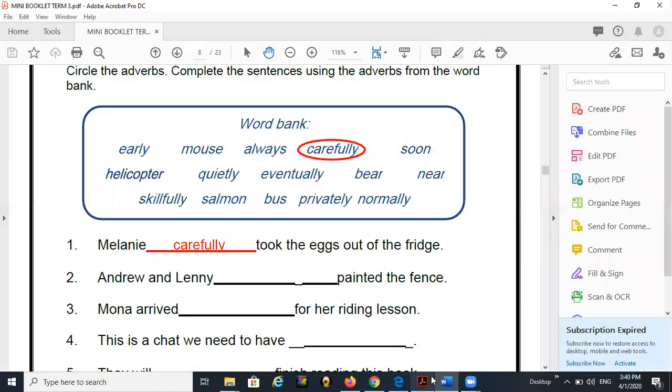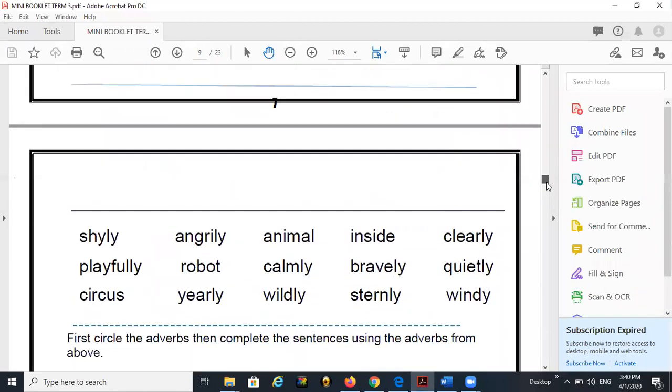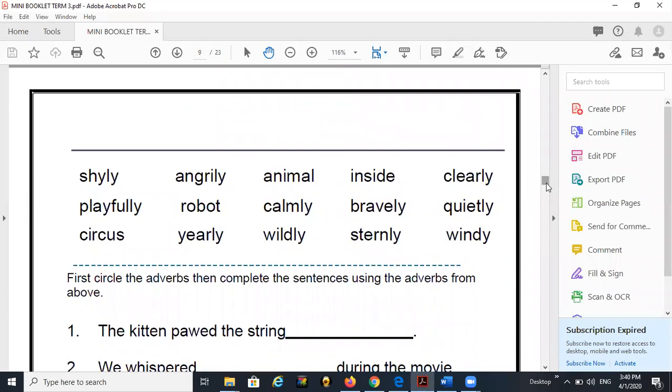Okay, now your homework is on page 8. Please answer page 8.